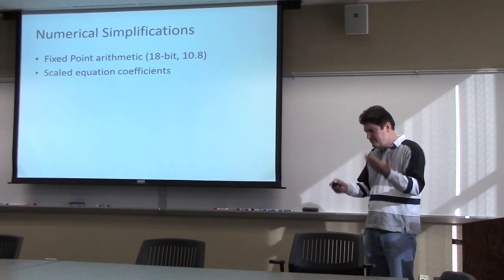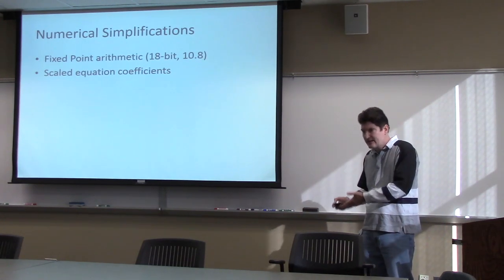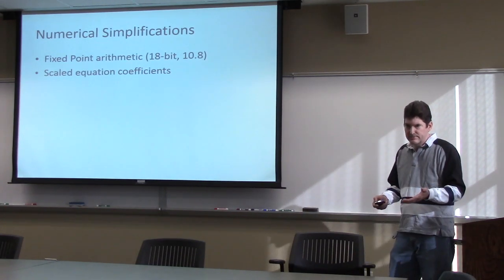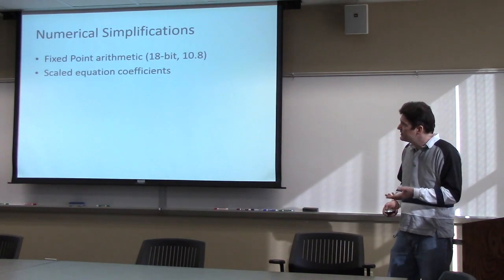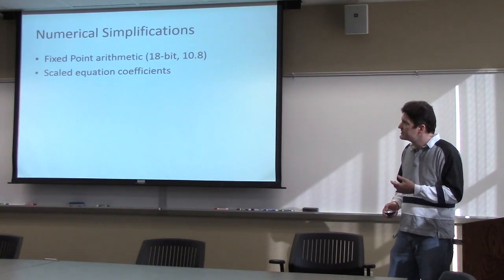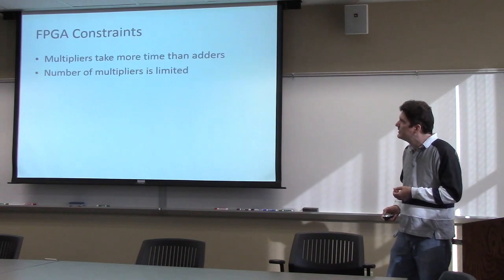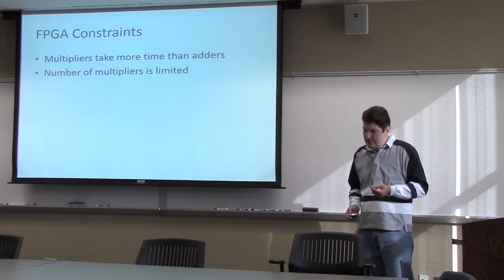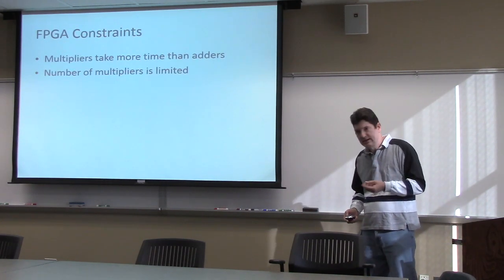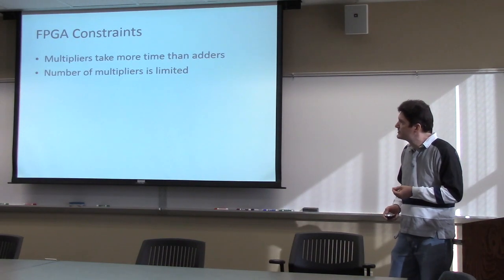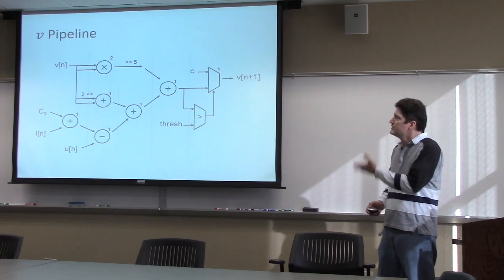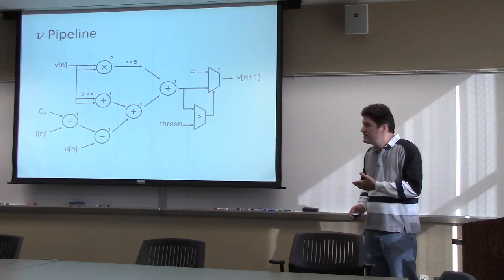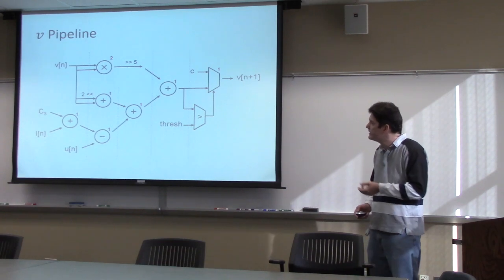What this paper did was take that model and cast it in the form of an implementation on an FPGA. They used fixed point arithmetic. They did some other things like scaled their equation coefficients and so on to keep it simple. There were some complications they had to deal with, like multipliers take an extra clock cycle compared to adders, and that there were only a certain number of multipliers available. But you could implement those update equations relatively straightforwardly.